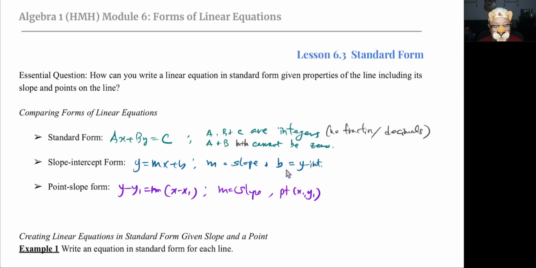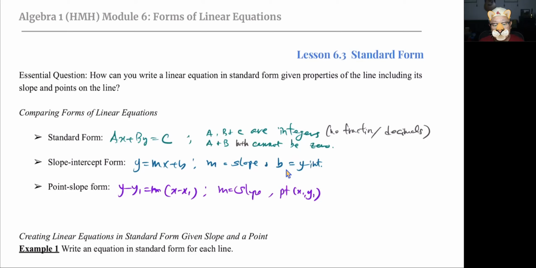By the way, a and b both cannot be 0. Now ask yourself that question, why not? Well, if they're both equal to 0, then this number equal to 0, it's no longer a linear equation, right? So one of them could be 0, either a or b can be 0, but not both, okay?